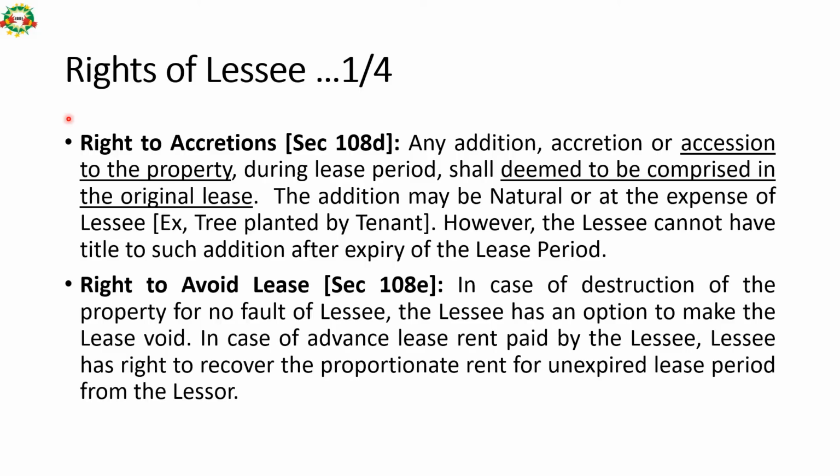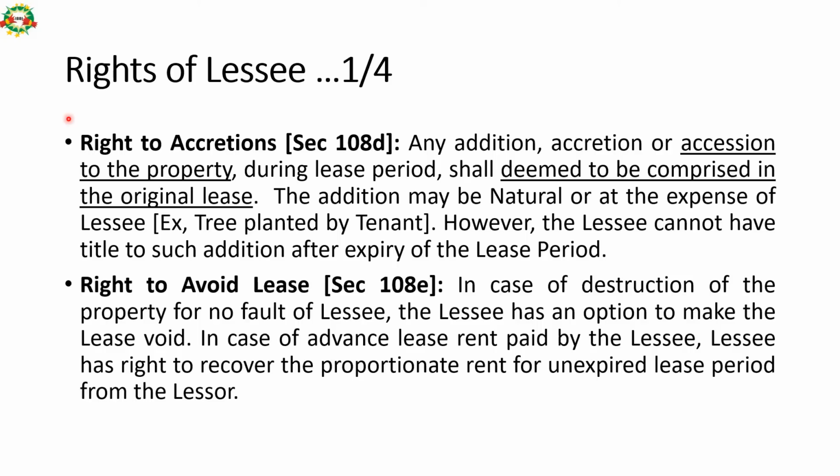Rights of lessee. Right to accretion. Any addition or accession to the property during lease period shall deem to be comprised in the original lease. The addition may be natural or at expense of a lessee. For example, tree planted by tenant. I have taken a property on rent. I have planted a mango tree. So whatever mangoes will come out of the tree will be enjoyed by me as tenant.